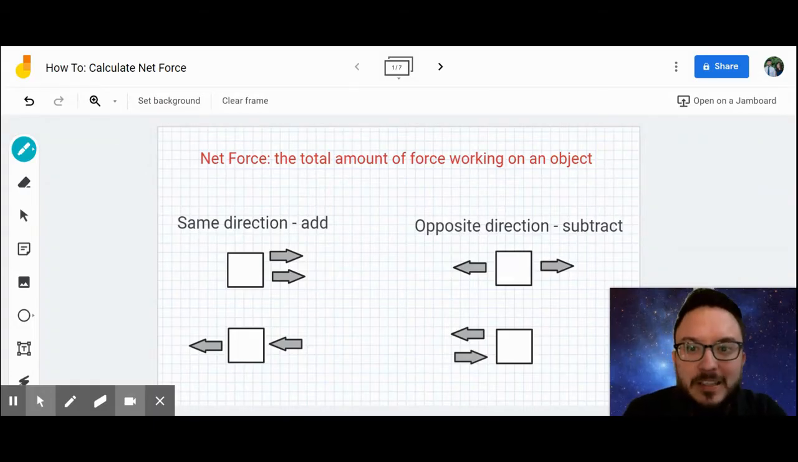Hello, Mr. Hine here, and today I'm going to show you how to calculate net force. Net force is the total amount of force that is working on an object.